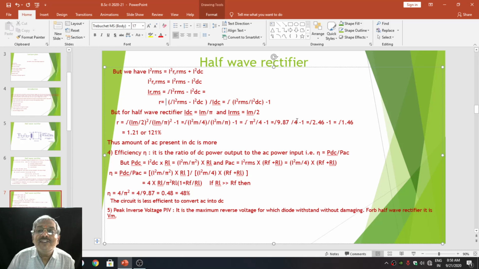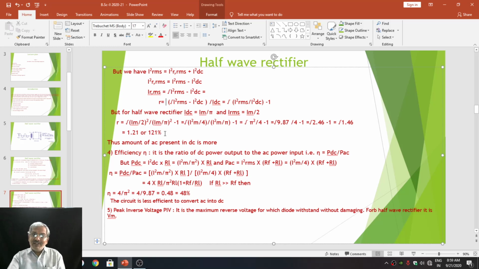So 9.87 upon 4 becomes equal to 2.46. So we can write ripple factor is equal to square root of 2.46 minus 1. By subtraction, we get ripple factor equal to square root of 1.46. The square root of 1.46 approximately comes to be 1.21. If you multiply this by 100, we get ripple factor as 121%.